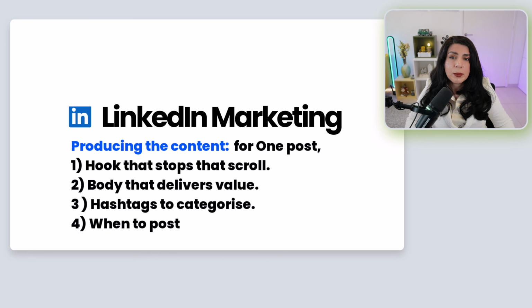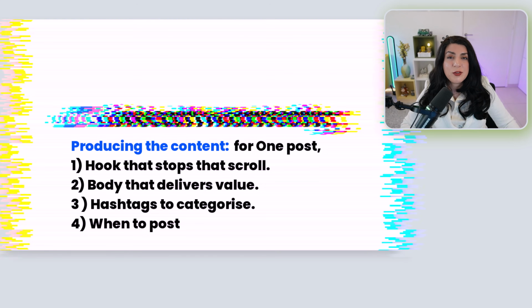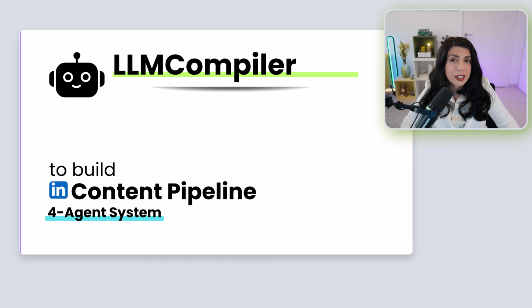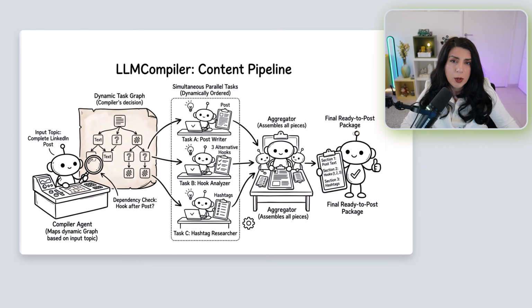Most people do them sequentially. Write the post and think about the hook, then figure out the hashtags, then check the timing, one after another. That's slow. This is where LLMCompiler changes everything. A compiler agent first reads your topic and builds a task graph: exactly which tasks need to run and in what order.